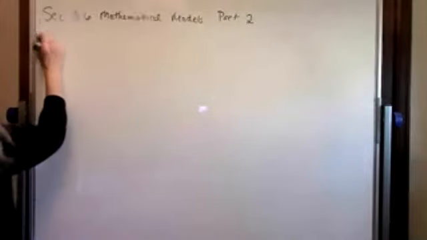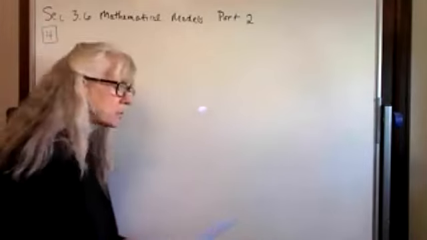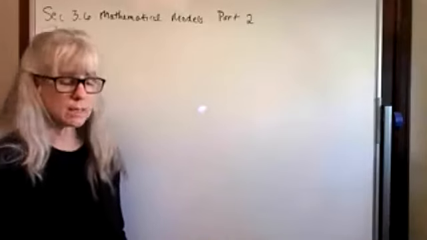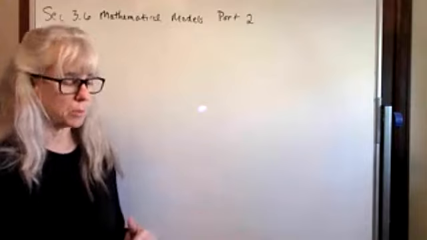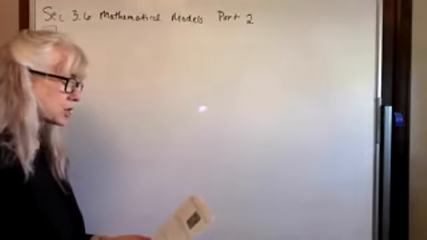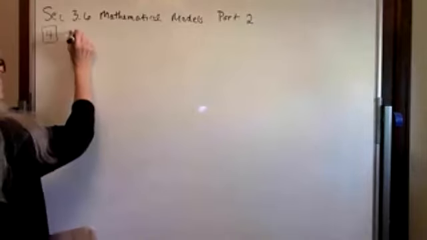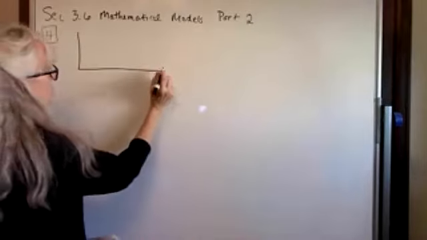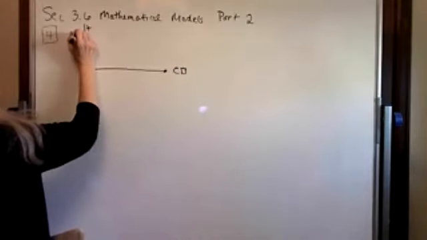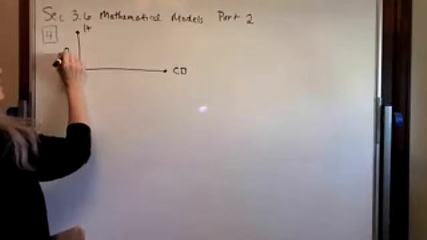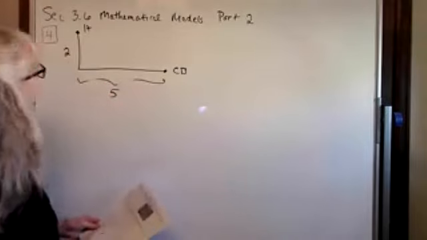Example 4 is a little more complicated. It says Metro Media Cable is asked to provide service to a customer whose house is located 2 miles from the road along which the cable is buried. The nearest connection box for the cable is located 5 miles down the road. So they gave you a picture. Let's see if we can make sense of that picture. So over here is the cable box. Here's the house. And we know that this is 2 miles and this total distance is 5 miles.